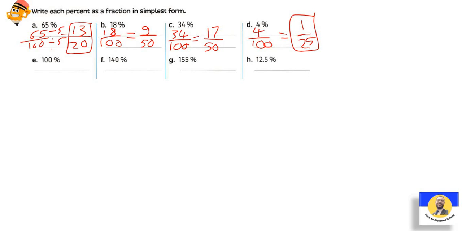طب mister, what about 100%? It means 1, because it's 100 over 100 equals 1. The next, 140 over 100. So first you can cancel 0 with 0, and divided by 2, it will be 7 over 5. 155%, so it's over 100. Then we can make divided by 5. So 155 divided by 5, it's 31, and down it will be 20.